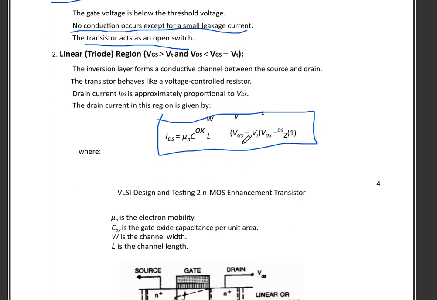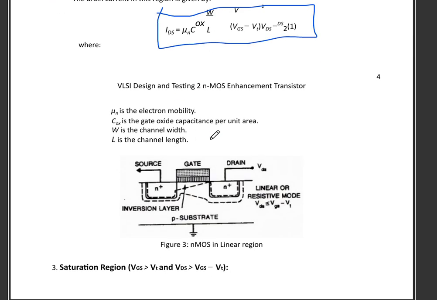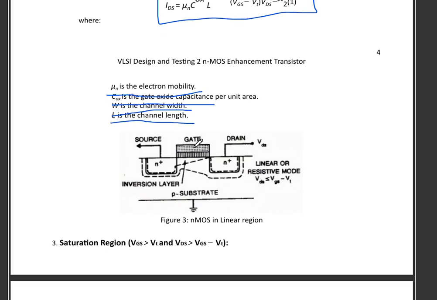I've already derived this in the previous lecture. You can watch it from the previous lecture. So mu n is the electron mobility, Cox is the oxide capacitance, that is the gate oxide capacitance, W is the channel width and L is the channel length.